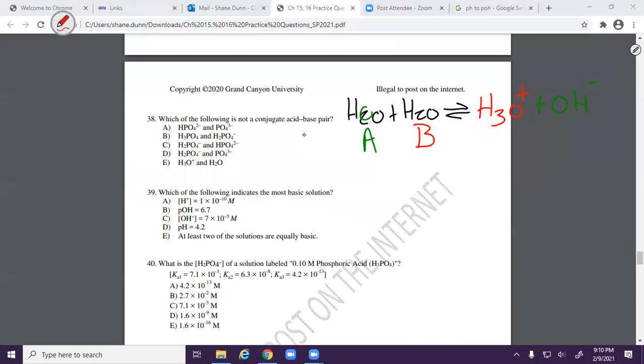So, with A, is one accepting one hydrogen, one giving off a hydrogen, theoretically speaking? Yes or no? Is that a conjugate acid-base pair? Well, that's good. We want that. We want which one's not. So A is correct, which means it's the wrong answer. B, is one losing a hydrogen, one gaining a hydrogen? Correct. C, is one gaining a hydrogen, one losing a hydrogen? D, is one losing a hydrogen, one gaining a hydrogen?